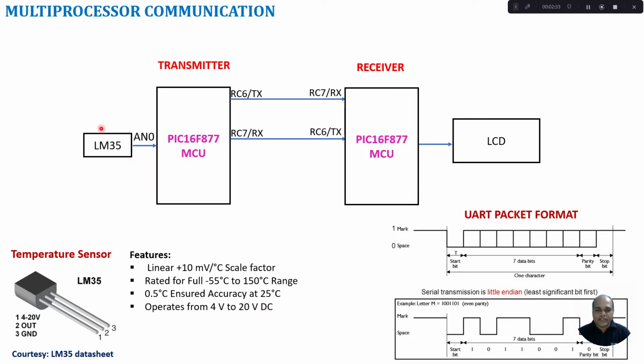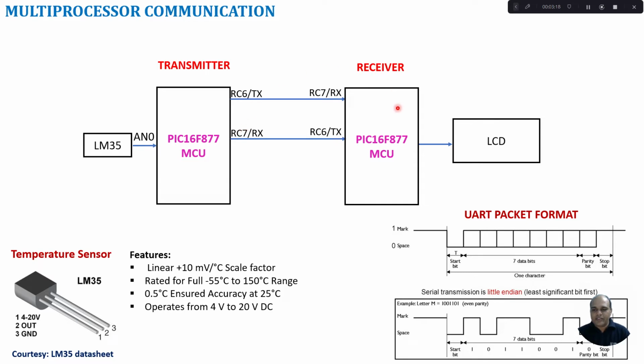We are going to use this sensor on the transmitter side, connected to the AN0 pin of the microcontroller. The microcontroller supports 8 channels, and on one of them, AN0, we are going to use this temperature sensor. The inbuilt ADC in the PIC16F877 is a 10-bit ADC which gives a 10-bit result. The 10-bit result will be converted into a voltage, then into a temperature, and the temperature value will be sent through the UART lines, the transmitter line and the receiver line. The transmitter line is multiplexed with RC6 and the receiver line with RC7.